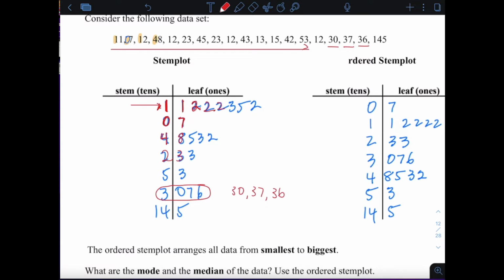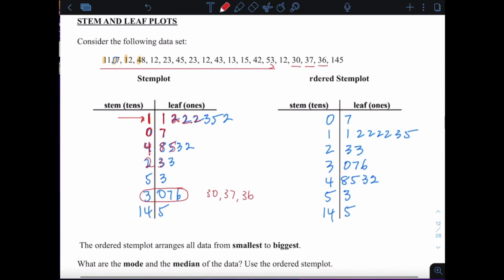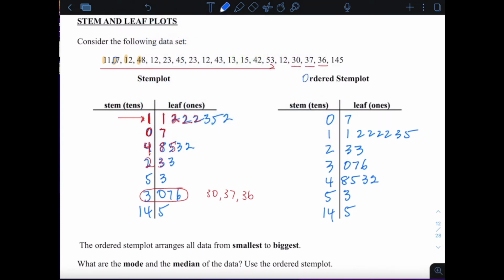Then I have 40, 45, etc. I think I missed something there. But you can see that I did this in the order of the data set. Whereas this one, there's actually a 0 missing here. This is called an ordered stem plot, where you take all those same digits, but you rearrange the tens so that they're in order, okay?